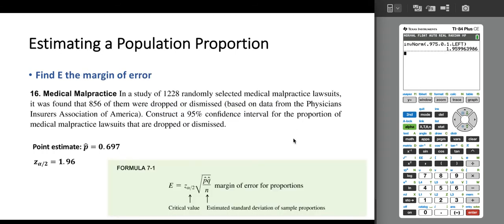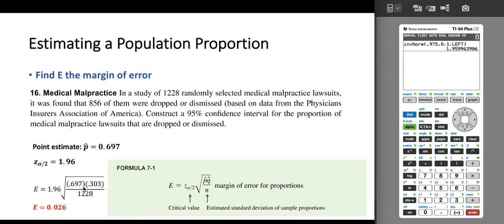Next step is to find E, the margin of error. Here's the formula for the margin of error. So we need the critical value, we need P hat and Q hat, and we need the sample size. So all of that information we have. P hat, our point estimate, our best guess, is 0.697. Q hat, if you remember from previous chapters, is going to be 1 minus P hat. If P hat is 0.697, Q hat is 1 minus 0.697, the complement. You remember that from before.